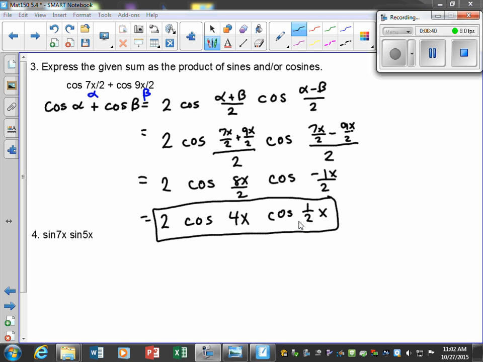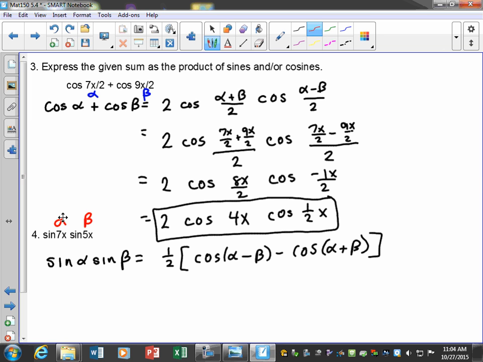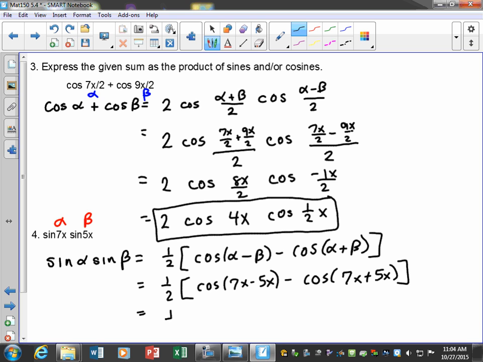Alright, and this is our last one. We're going to wrap it up with sine of 7x times sine of 5x. These are products, so go to your formula sheet, find sine alpha, sine beta, and write that formula down. Once we've identified the formula that matches our given information, we label our alpha, label our beta, and then it's just substitution. So: cosine of 7x minus 5x, minus cosine of 7x plus 5x, which gives cosine 2x minus cosine of 12x. Simple enough. And that's it for this lesson.